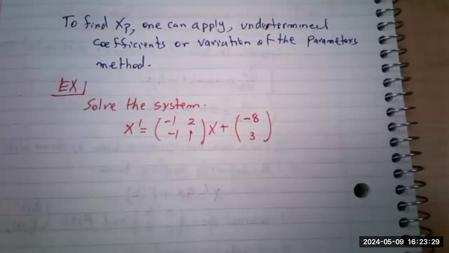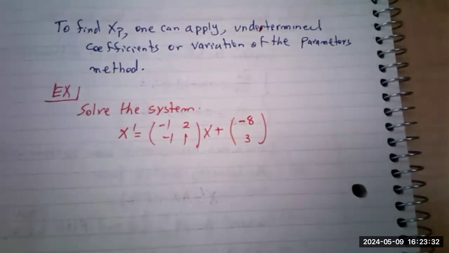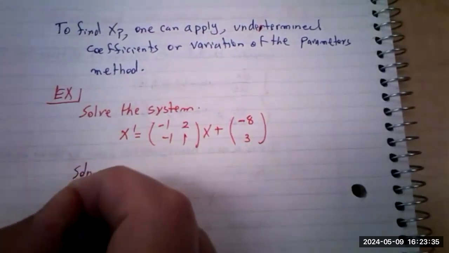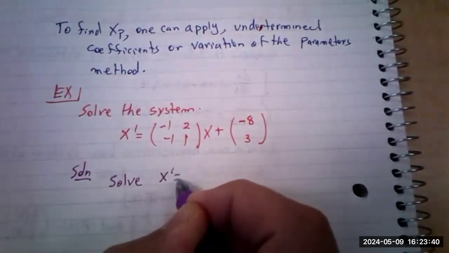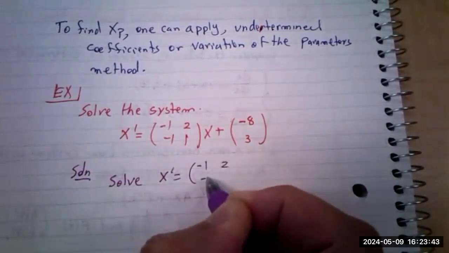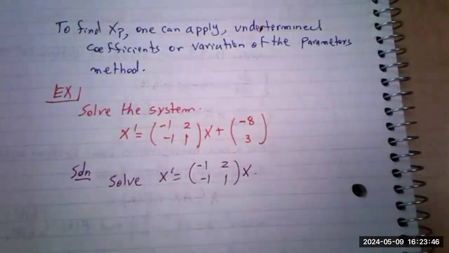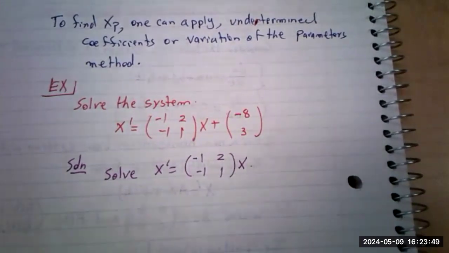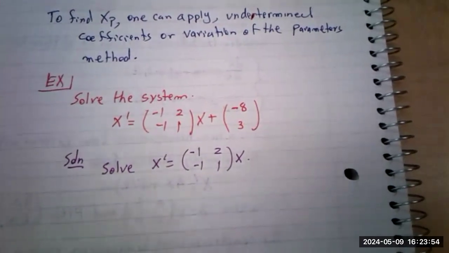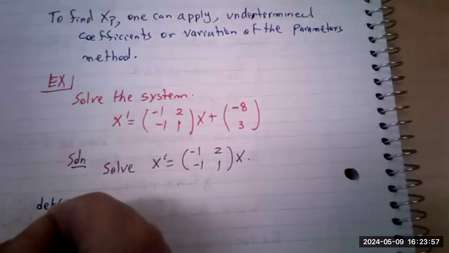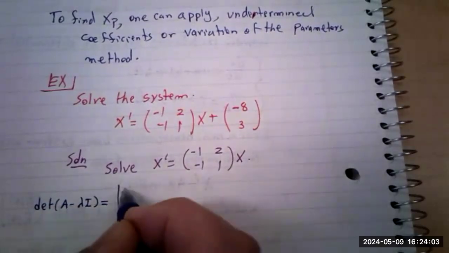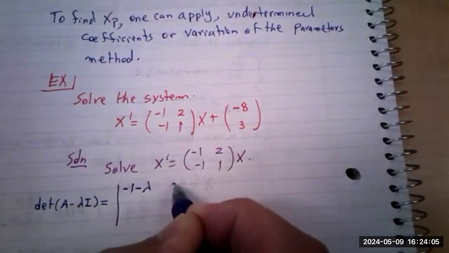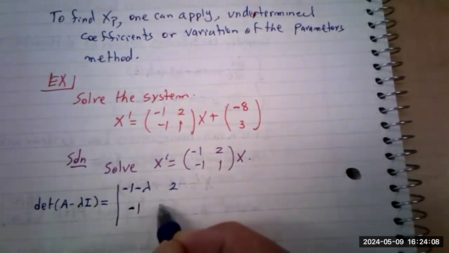Okay, you know that. Solve the homogeneous one first. So we're going to solve this system first. The system is X prime equal to the matrix -1, 2, -1, 1 times X. You know the idea, I just go ahead and do it. You have to find the eigenvalues of the matrix. So we work on the determinant of A minus lambda I, which is the determinant of this matrix: -1 minus lambda, 2, -1, and 1 minus lambda.